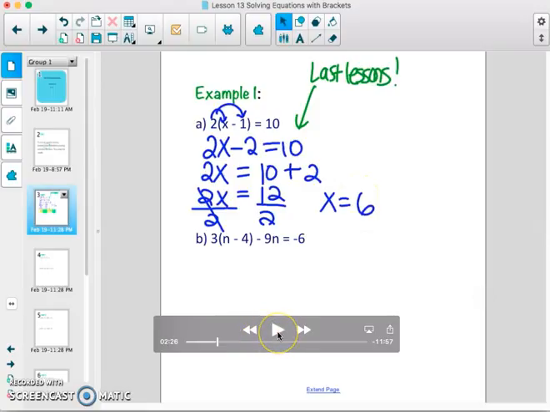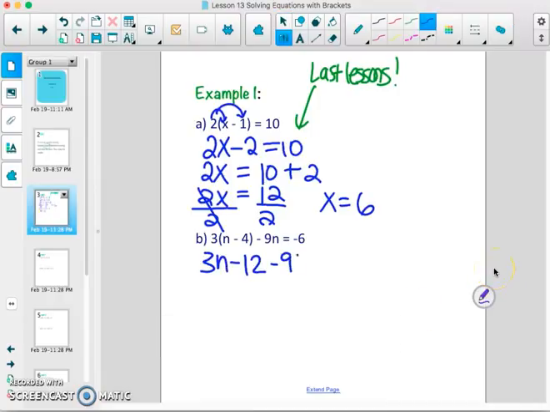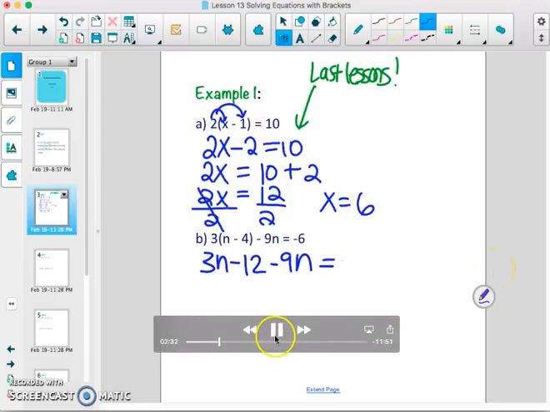In the next example, we're going to do the same thing. We're going to expand this part out first. We're going to get 3n minus 12 minus 9n equals negative 6. Notice that these got expanded, these got multiplied, but the 3 didn't have an effect on the negative 9n, and obviously not the negative 6, so I just rewrote those the same way, same signs for now.